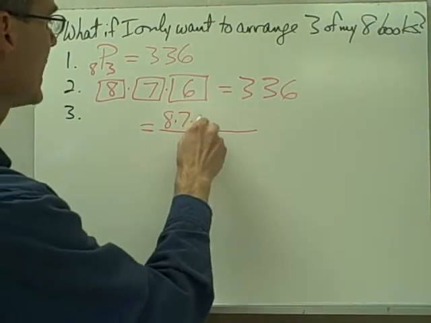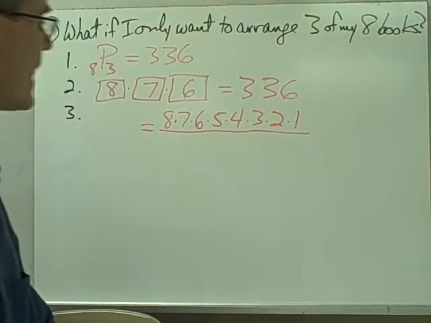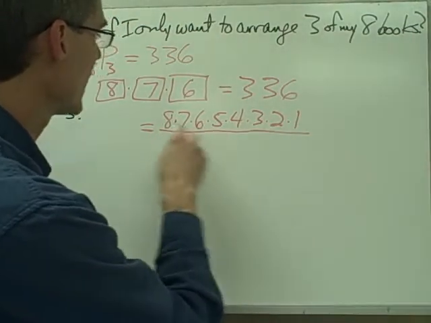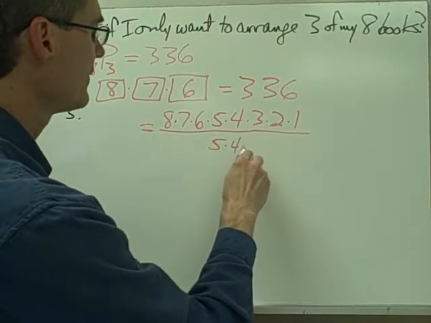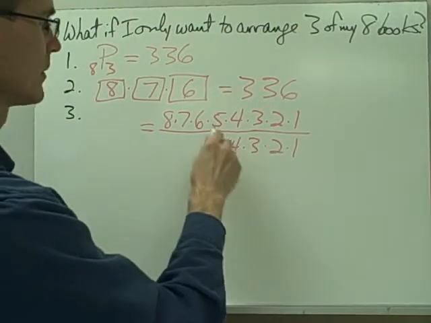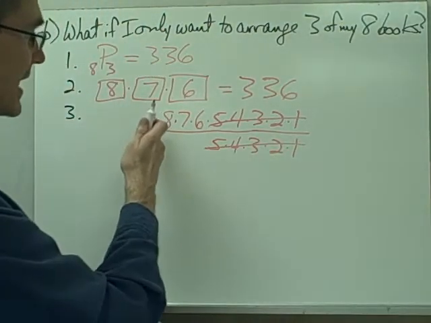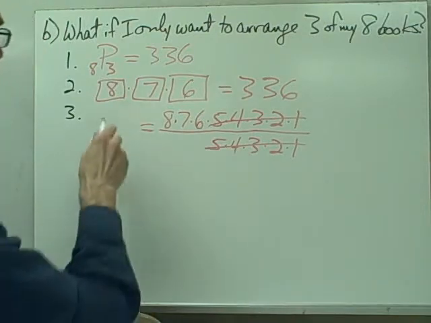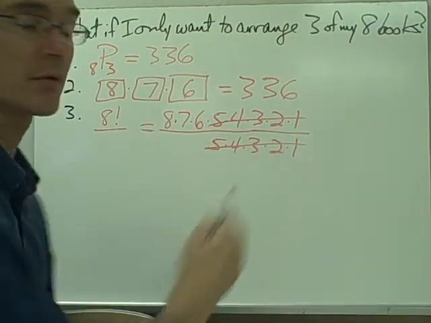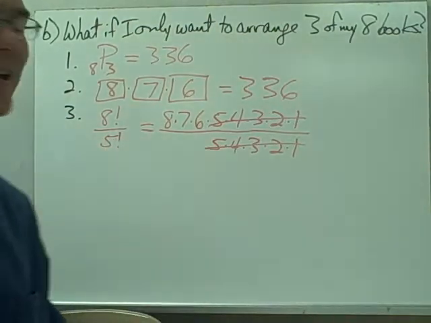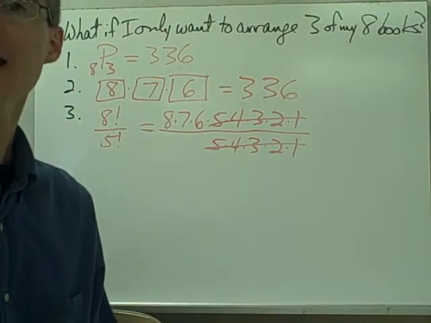If I took 8 factorial, 8 times 7 times 6 times 5 times 4 times 3 times 2 times 1, and notice that if I took this value here, 8 times 7 times 6 times 5 times 4 times 3 times 2 times 1, and if I divided it by 5 times 4 times 3 times 2 times 1, then all of these numbers would cancel out with all of these numbers. In other words, it'd be like taking 8 factorial and chopping off everything after the 6. Well, this is just 8 factorial. That's what this number is. This number here, 5 times 4 times 3 times 2 times 1, that number is 5 factorial. So I can express this 8 times 7 times 6 as 8 factorial divided by 5 factorial.